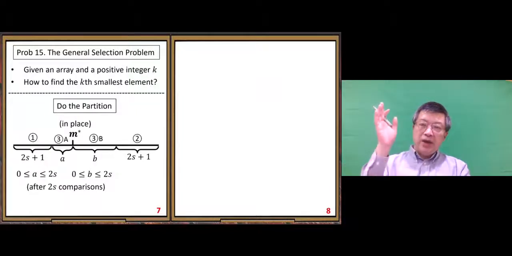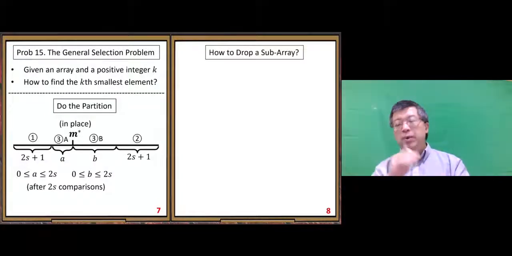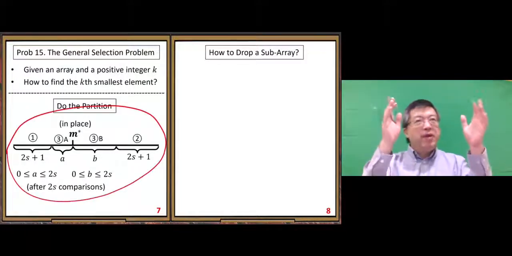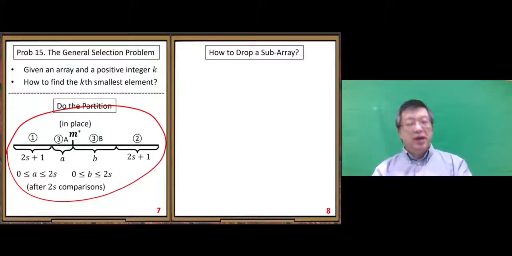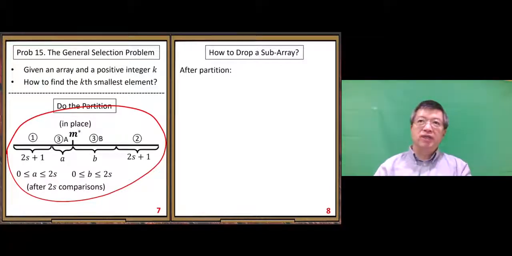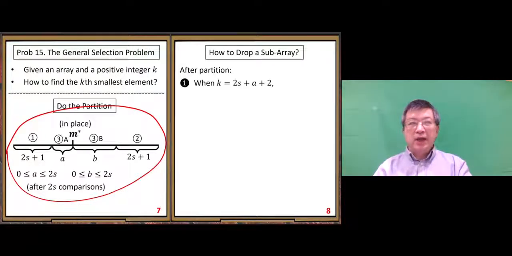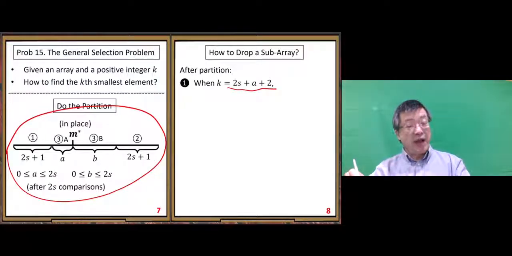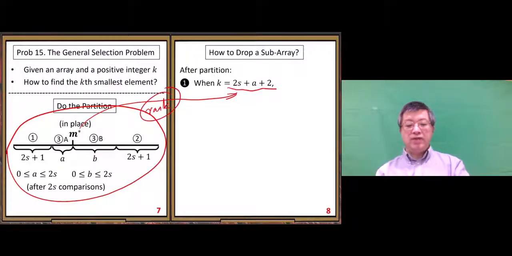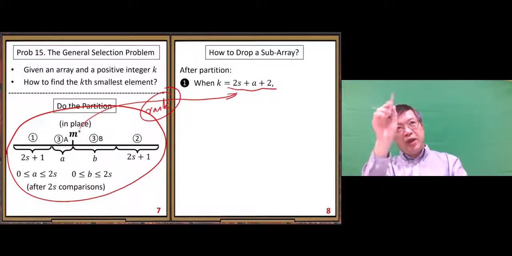All right, so the last step, how to drop a subarray. Based on the information we have here, we can make that decision easily. So after the partition, we have 3 possible cases. So we go through one by one. The first case, if k equals 2S plus a plus 2, what's that? That's the rank of M star. k equals the rank number of M star.